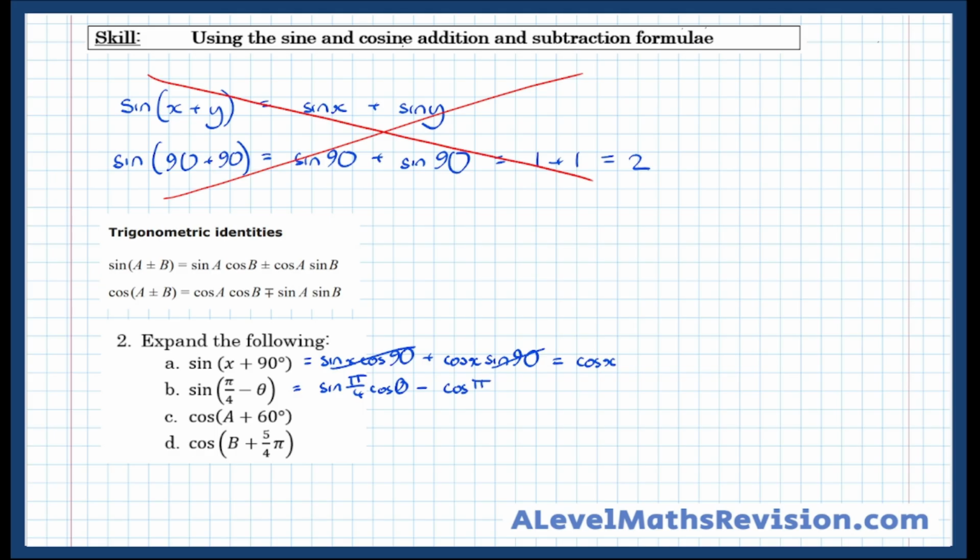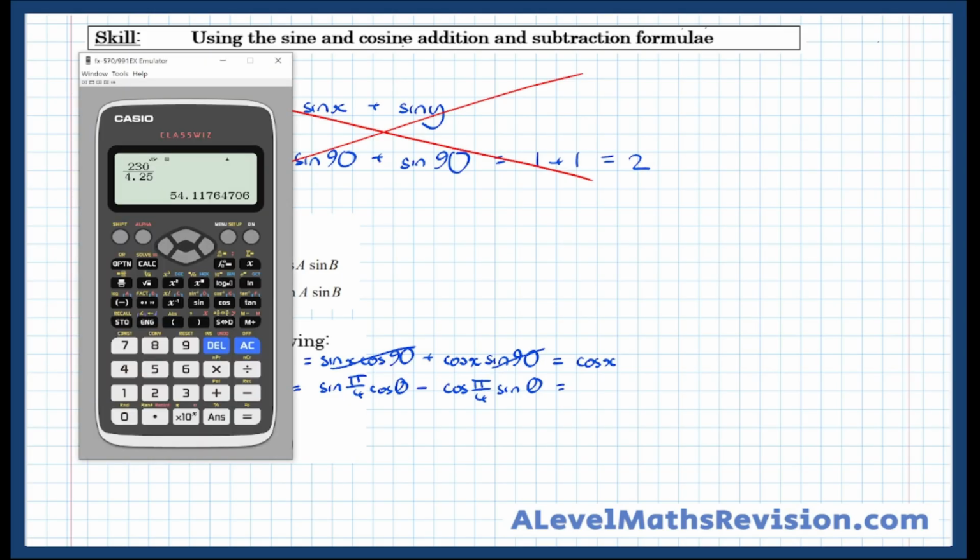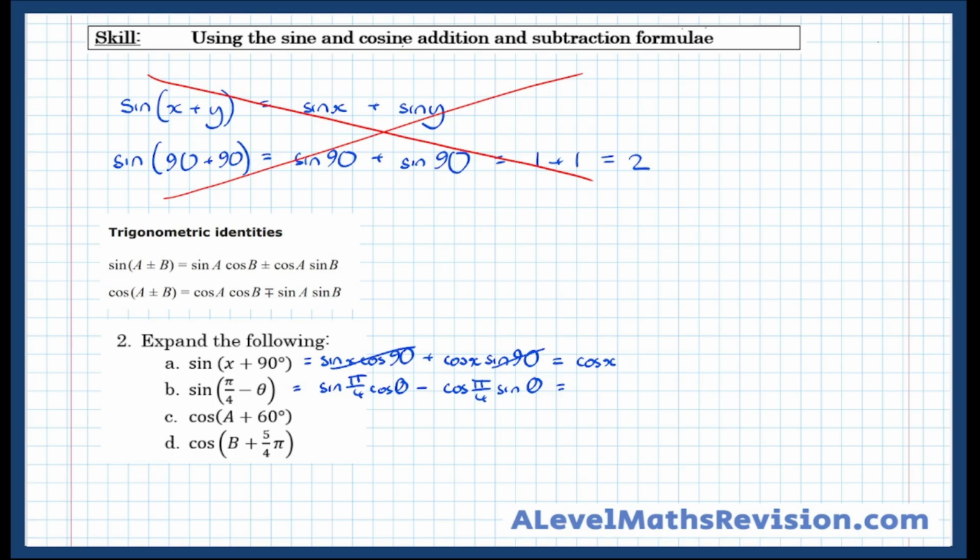cos of pi over 4 sine theta equals, and using our calculator, sine of pi over 4 equals root 2 over 2. So root 2 over 2 cos theta minus, and cos of pi over 4 is exactly the same, root 2 over 2 sine theta, and there's our answer.